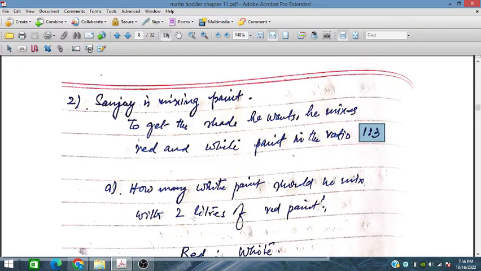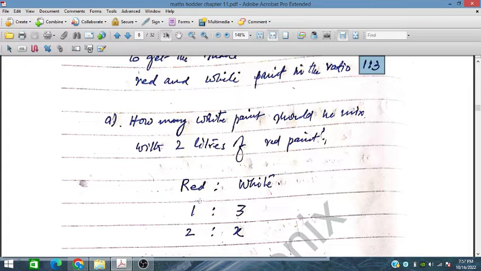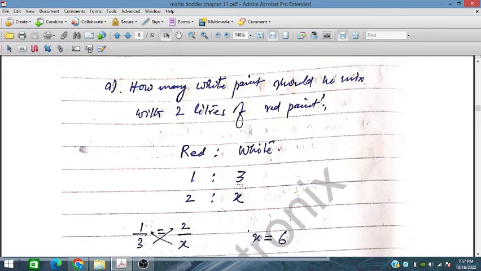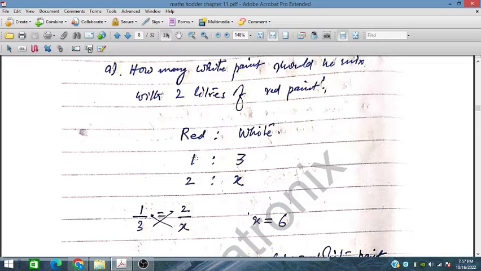If the red paint is 2 liters, how much white paint should be mixed in this ratio? Red is 1, white is 3. So if red is 2 liters, then white should be 6. It's very easy, but let's see how we perform it.